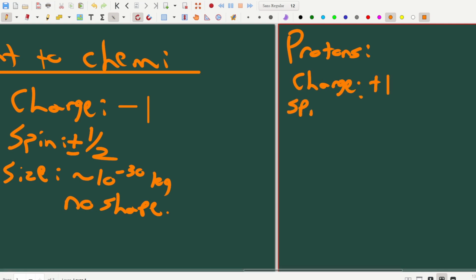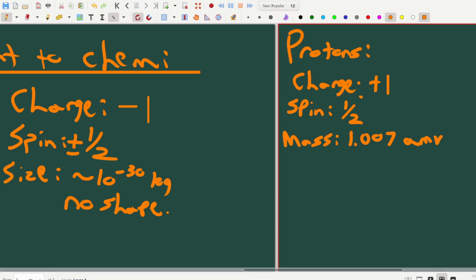It has a spin of plus or minus 1/2, just like the electron. Its mass, this is a different unit, I apologize, I'm going to use a couple different units here, is just slightly larger than an AMU. 1 AMU is just slightly smaller than a hydrogen atom. A hydrogen atom is 1.01 AMU, something like that. So most of the hydrogen atom is a proton. The proton's most of the mass. All right, it's a big particle.